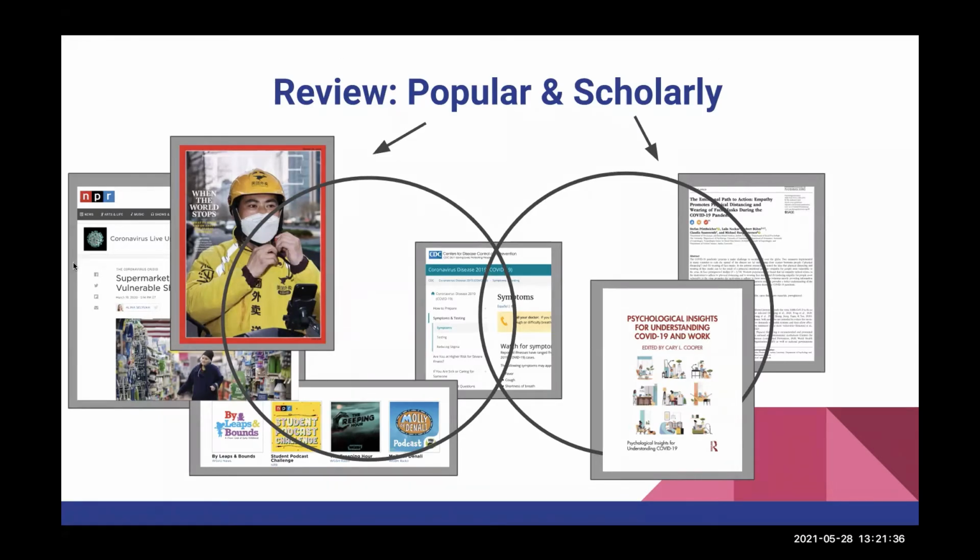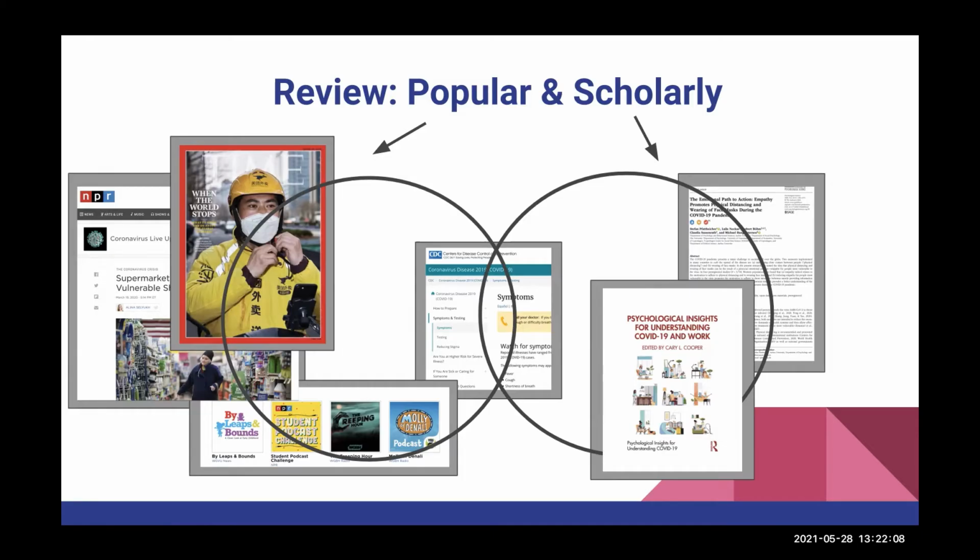Over on the left here, we have some examples of popular sources. Here we have an issue of Time magazine, When the World Stopped. We have an article from NPR, which is National Public Radio, but they also produce news stories. And then down here on the bottom, we have some podcasts or radio programs. All of these can be considered popular sources. We could even consider some social media content popular sources. It's really quite the spectrum.